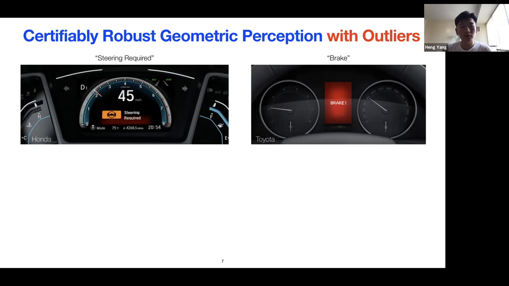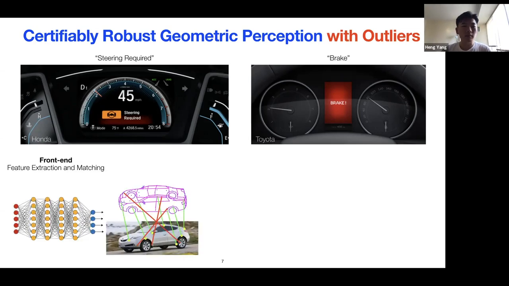So to put things into the context of modern perception pipelines: a modern perception pipeline usually consists of a front end, which does feature extraction and matching, and outputs correspondences from 2D to 2D or 2D to 3D, or 3D to 3D visual measurements. These days, usually these front ends are based on neural networks. They usually do not guarantee to give you all correct correspondences, so they will fail in some cases.